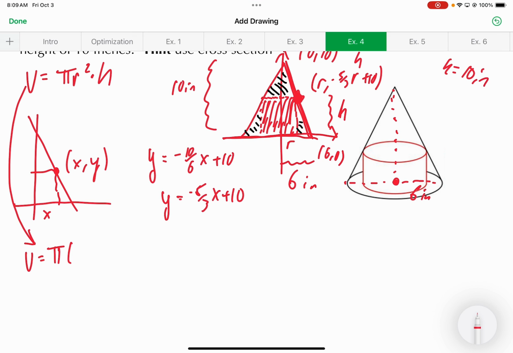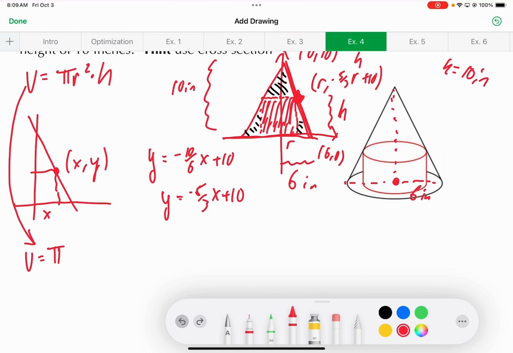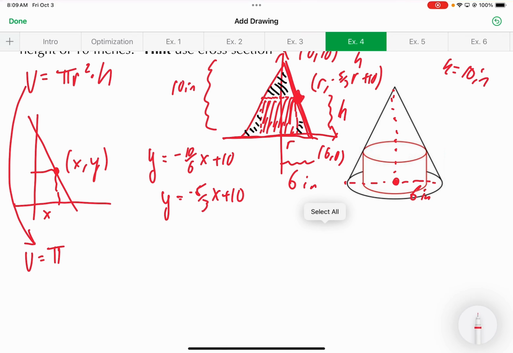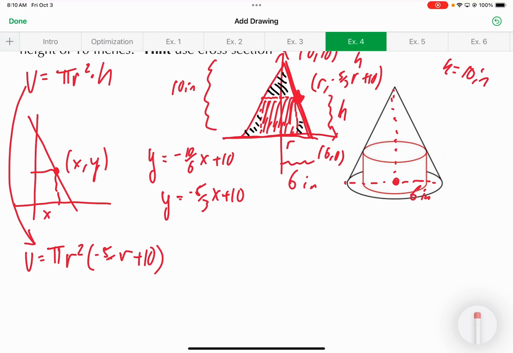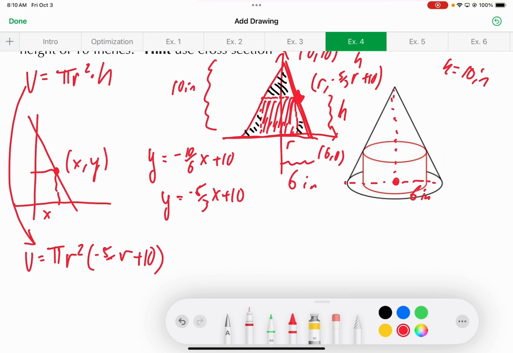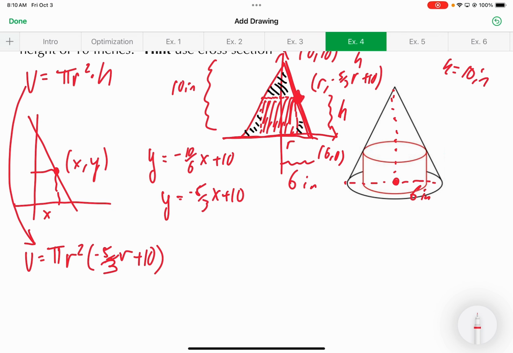It's a tough one. Pi, and then r squared. And then times my height, which we said is negative 5/3 r plus 10. And now everything is in terms of r, which is our goal. I can't help but wonder if we could do this using right triangles. I didn't really try thinking about it that way, but like similar right triangles. I imagine we probably could, but I'm not exactly sure how that would work out.